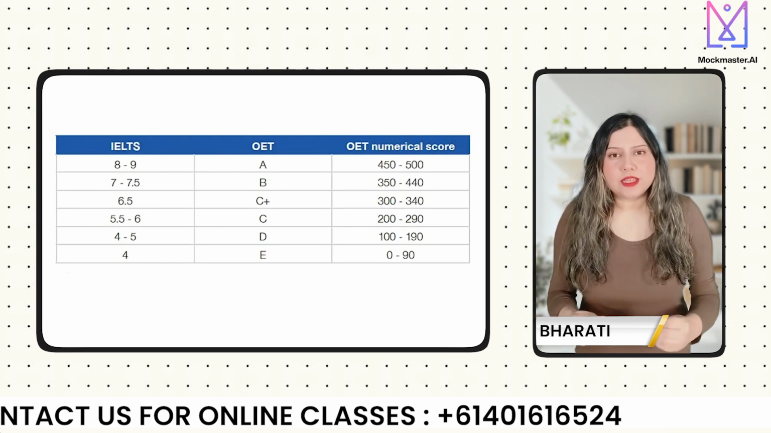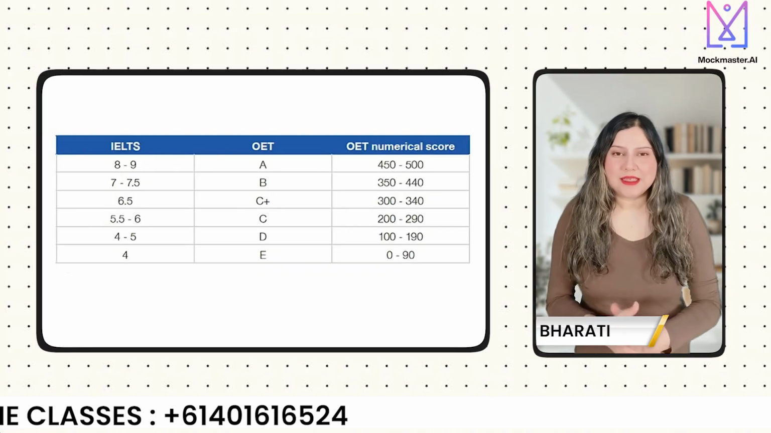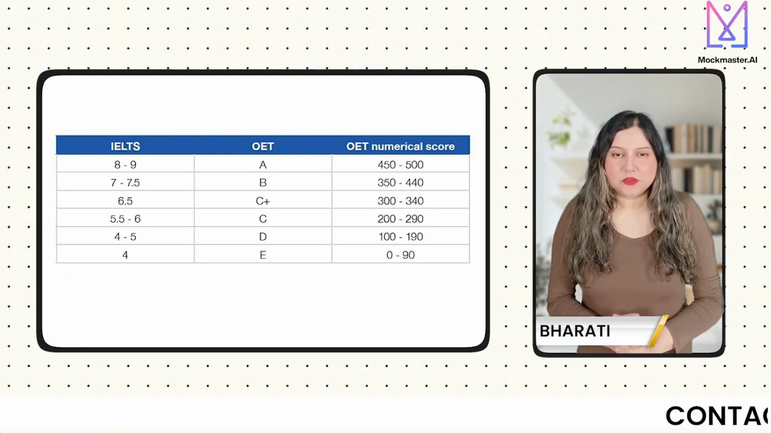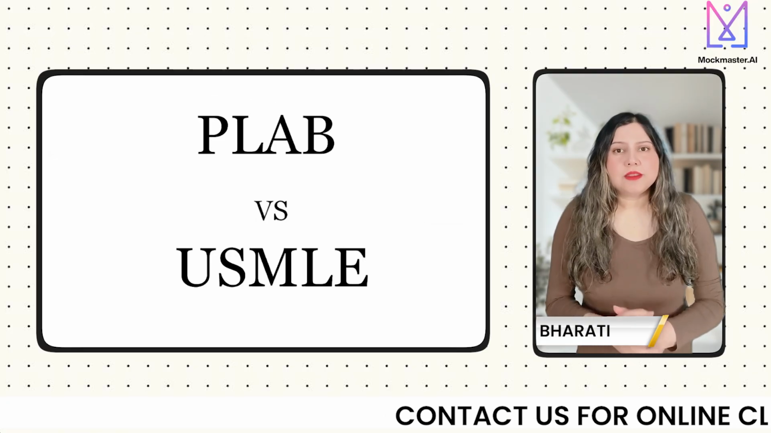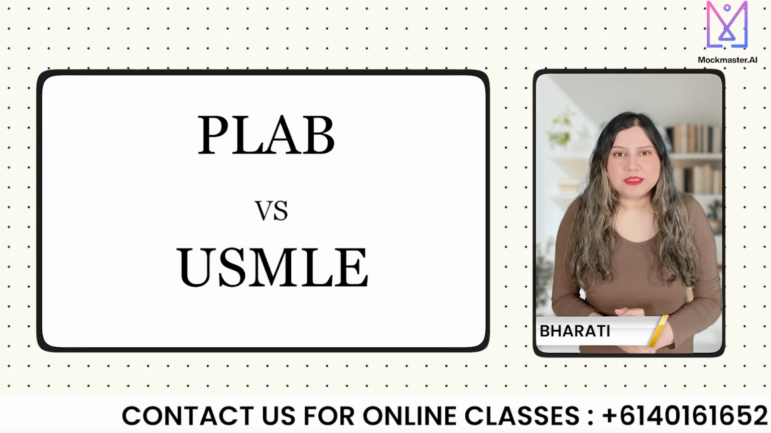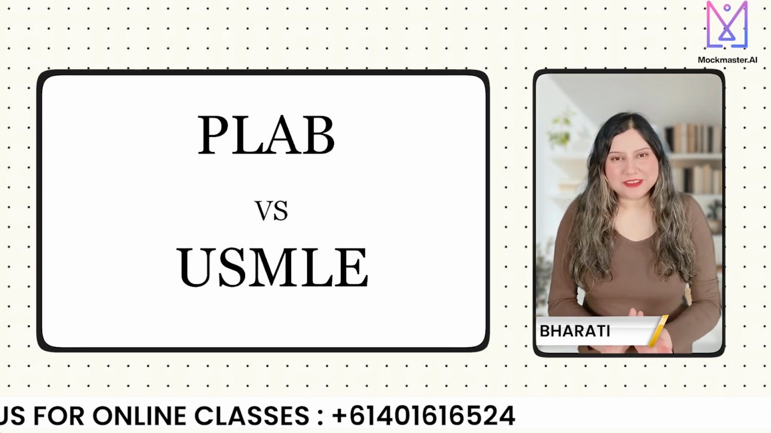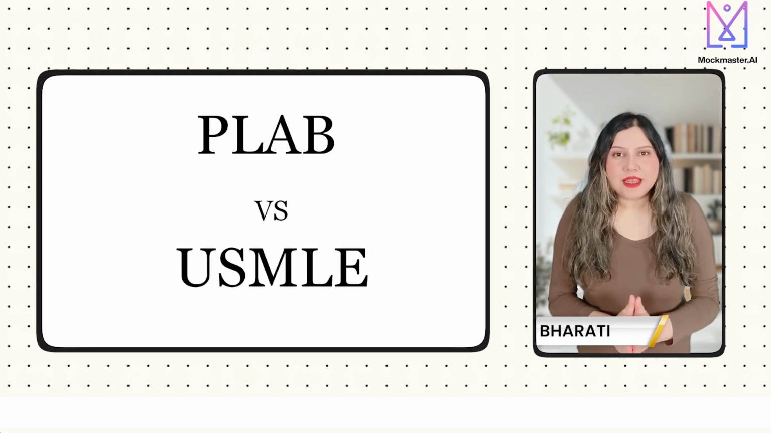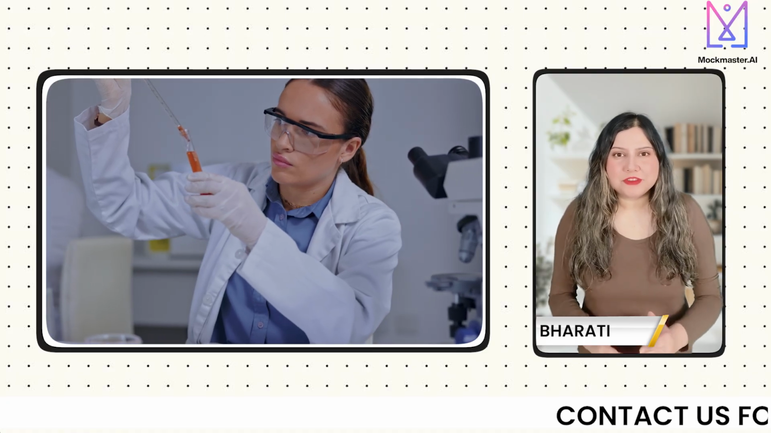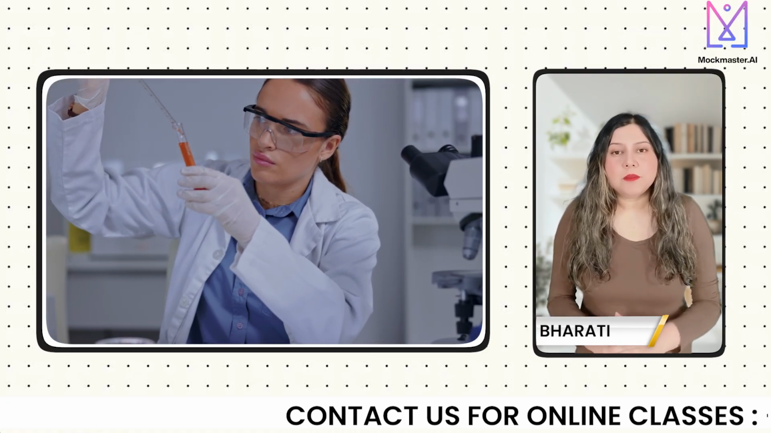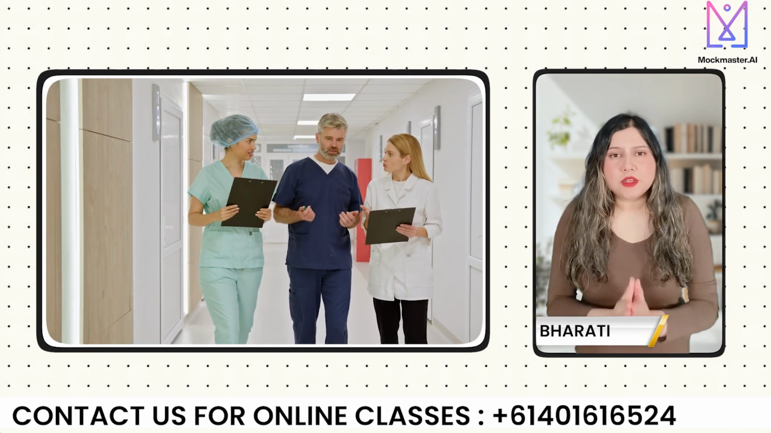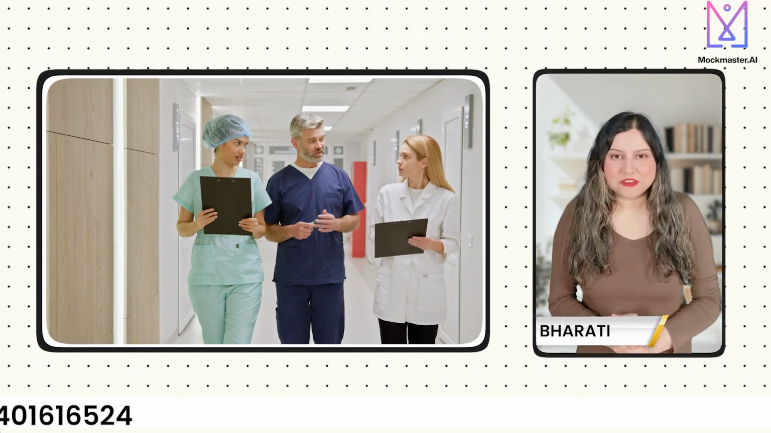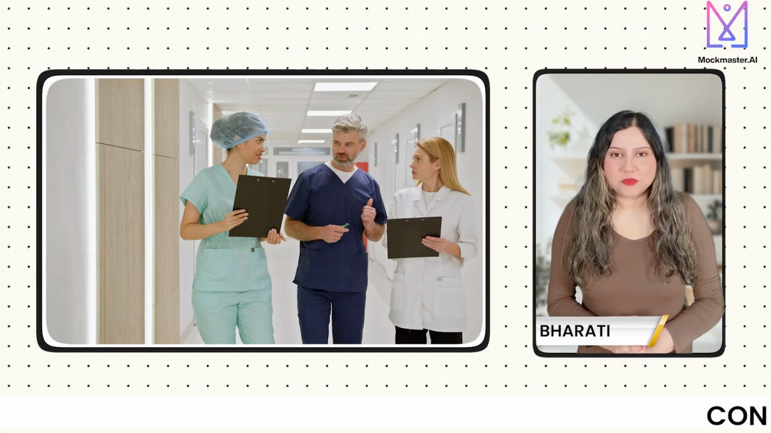C, 200 to 290, reflects limited performance. And D or E, below 200, means significant improvement is needed before you're ready for professional practice. If you're preparing for medical registration exams like USMLE or PLAB, you'll typically need at least a grade B, 350 or higher in all sections. And for many nursing boards or visa applications, a grade C+ might be accepted. But remember, the OET isn't testing your medical knowledge, it's purely evaluating how well you can communicate in English in real healthcare situations with patients, colleagues, and supervisors.